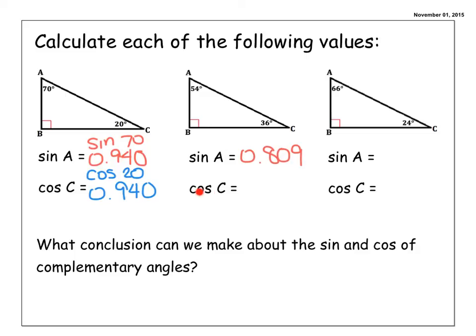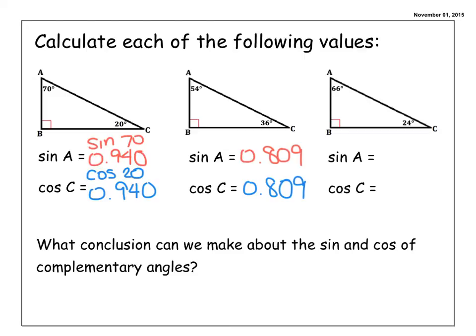Now, I also want to do cosine of C. So I'm going to look at angle C here, and I'm going to do cosine of that angle measure. So I'm doing cosine of 36. So cosine 36, close parentheses, and I get 0.809. So what do I notice about these two numbers? Think about that for a second.